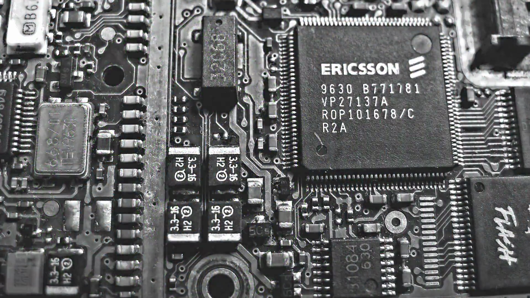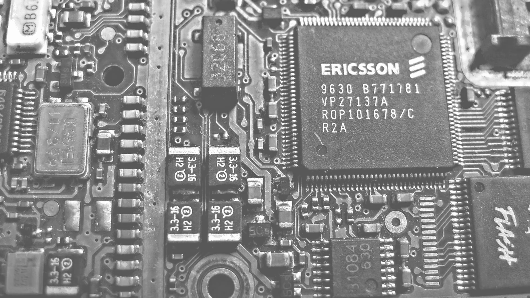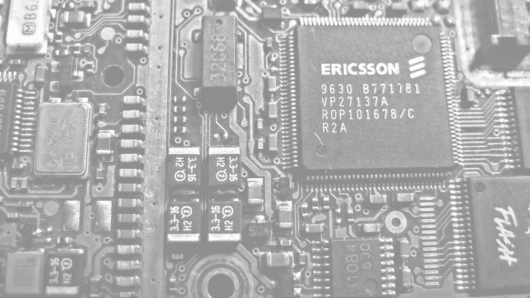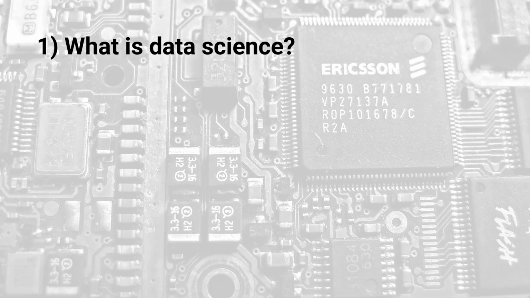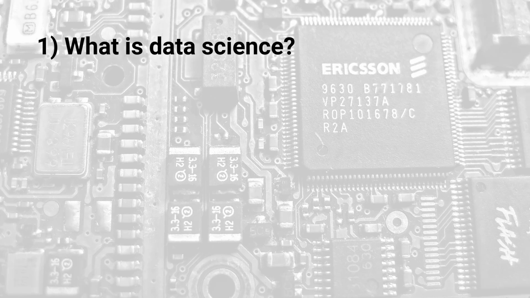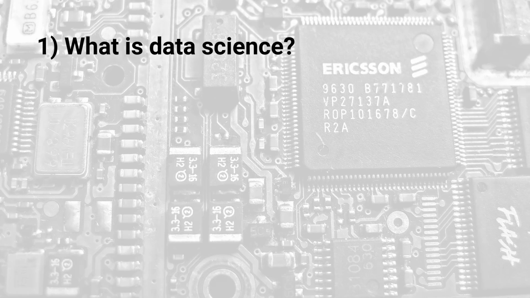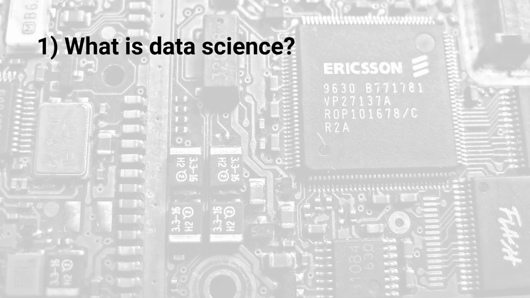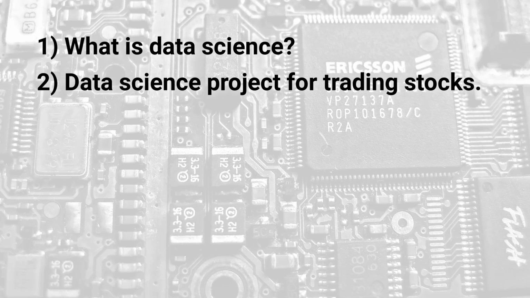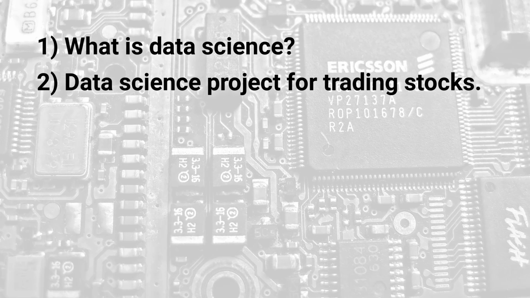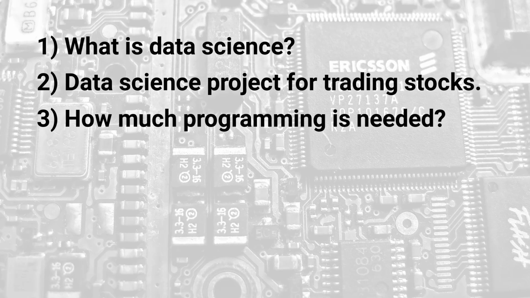Before we begin, let's look at how we will break things down. There are 3 topics that will lead us to an understanding of data science. We will answer the question, what is data science? And we will do this directly and concisely. After we know what data science is, I will show you a simple and understandable example of a data science project for trading stocks. And we will round things off by getting an idea of how much programming is needed.